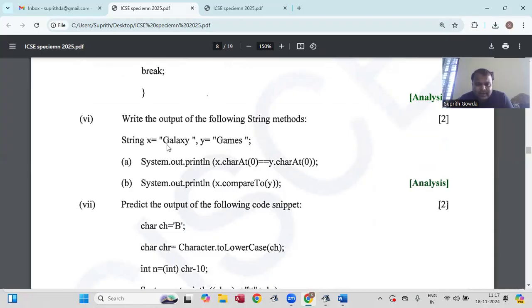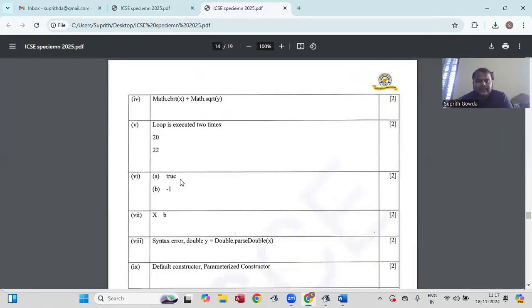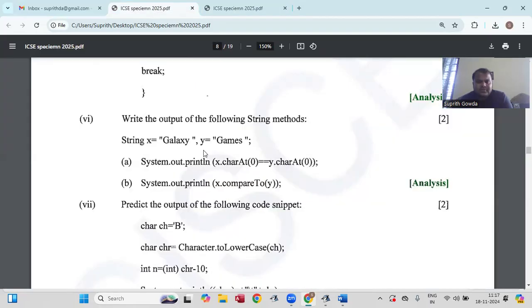So it is going to print, what is the ASCII value of G? Both are the same, so the difference is 0. Now what is the ASCII value of L and what is the ASCII value of M? What is the ASCII value of L minus the ASCII value of M? What is the sixth question? It is true and minus 1. A, B, C, D, E, F, G, H, I, J, K, L, M. After the L, it is M, right? So it is minus 1.